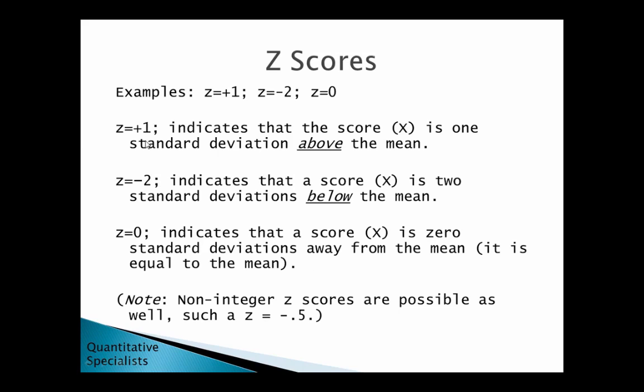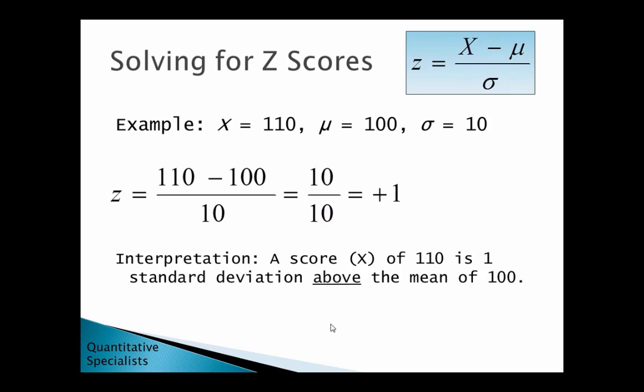Now, in this example, we see integers, but it should be noted that you also can have non-integer z-scores, such as a z of negative 0.5. Next, let's take a look at some examples for solving for z. And here's our formula once again in the upper right-hand corner of your screen. And in this example, we have an x of 110, a mean of 100, and a standard deviation of 10. So x is going to be 110, mean is 100, and standard deviation is 10.